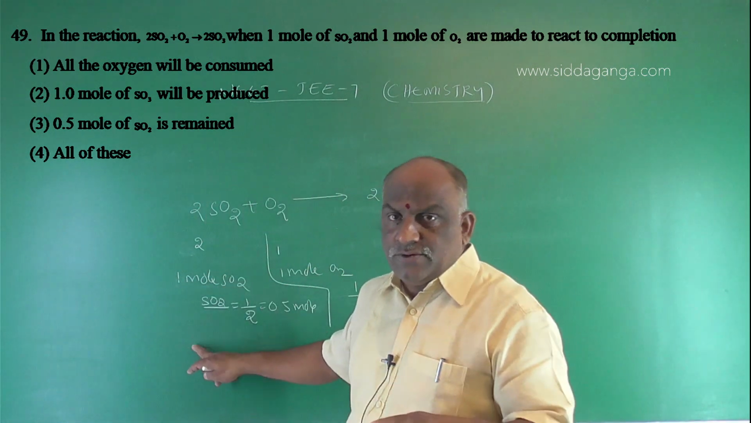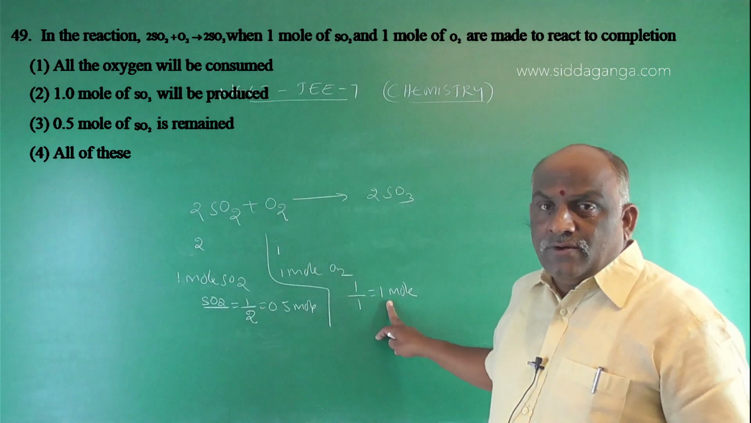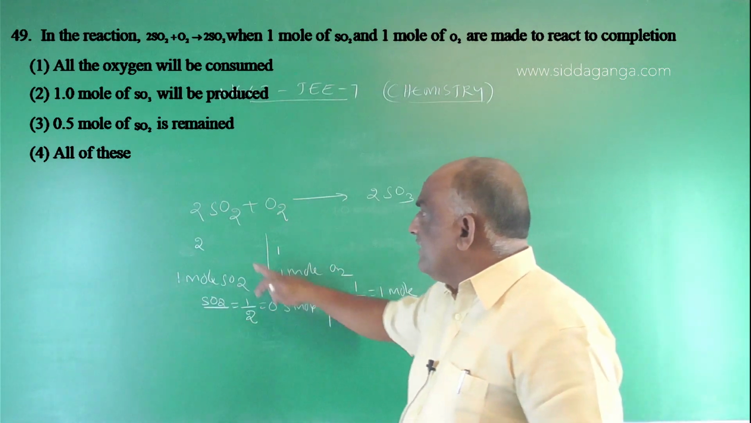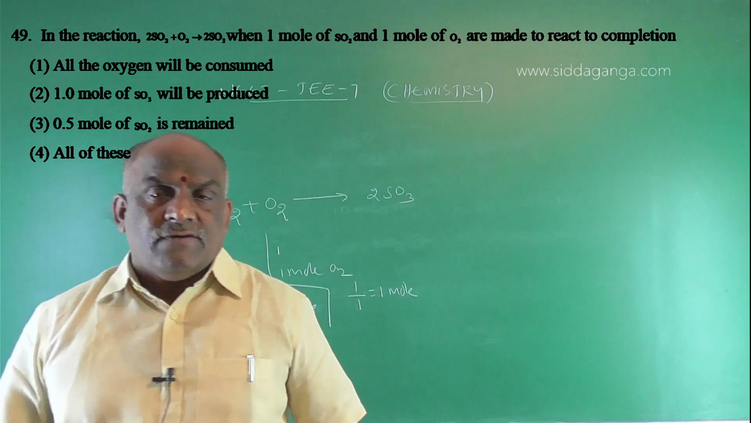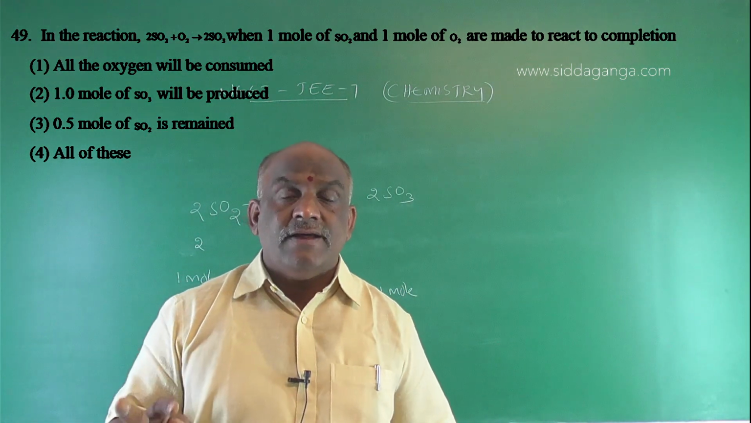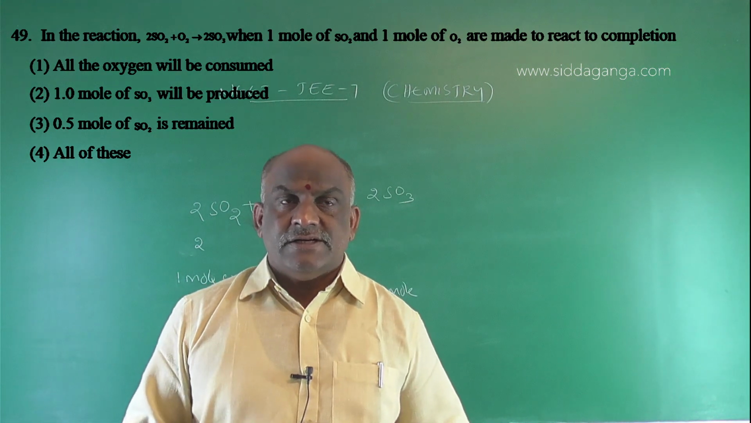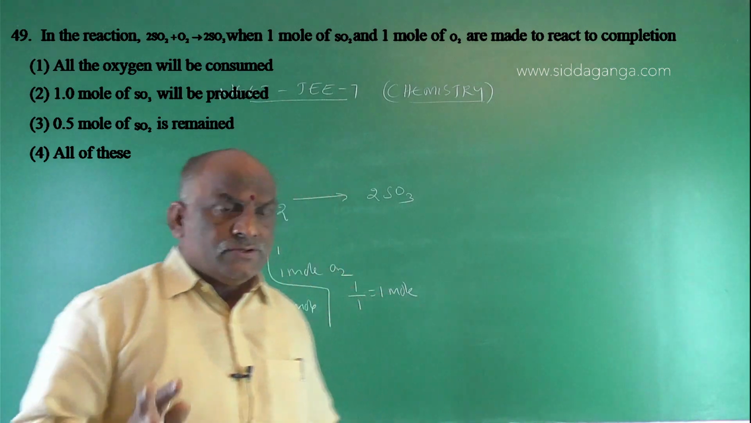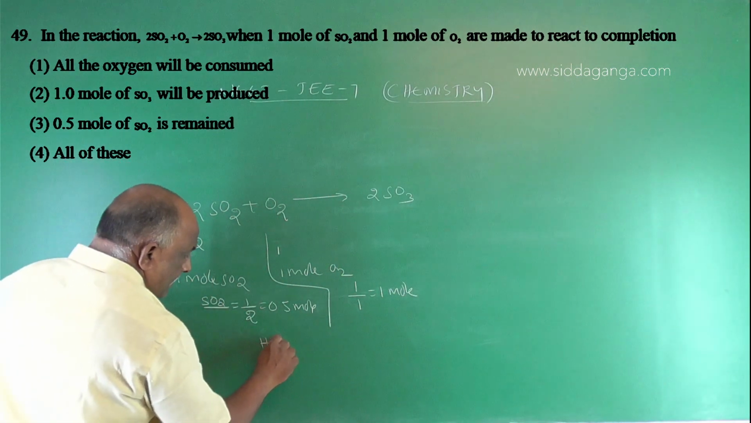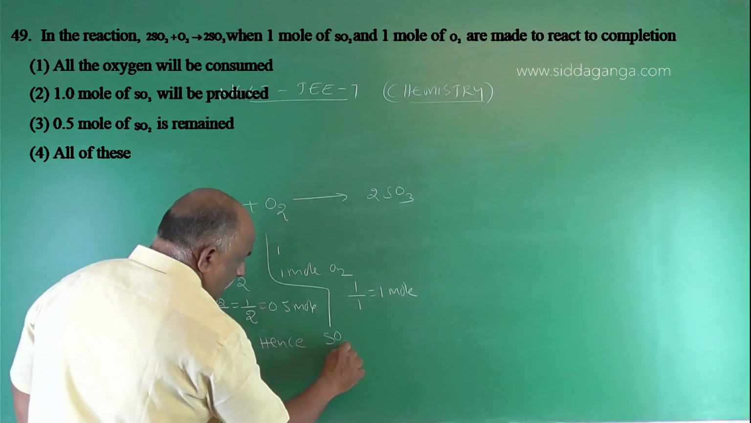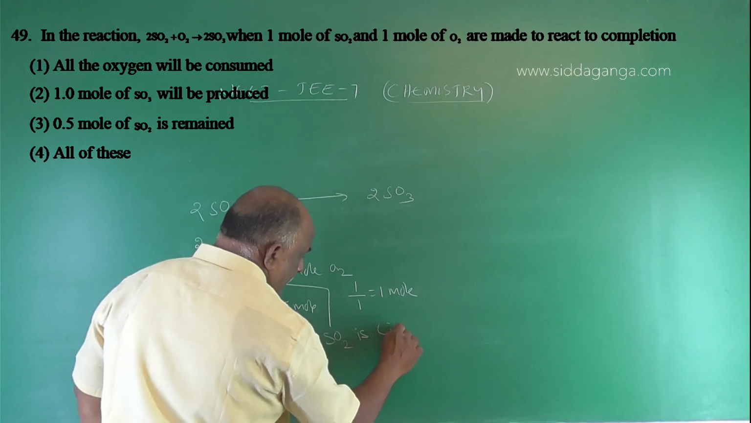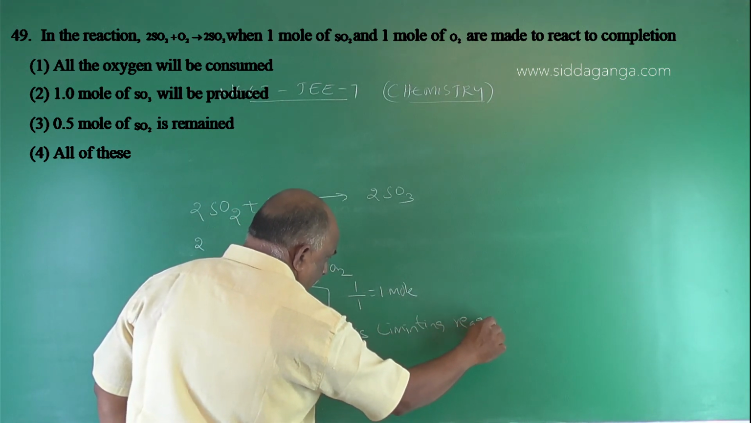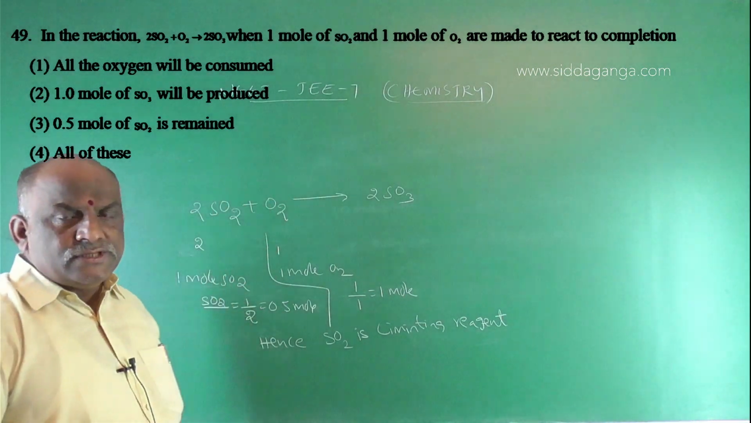So 0.5 is for SO2 and 1 for O2. Which is the limiting reagent? SO2 is the limiting reagent. First we have to make a decision to find the limiting reagent, and according to it we find the option. Hence SO2 is the limiting reagent.